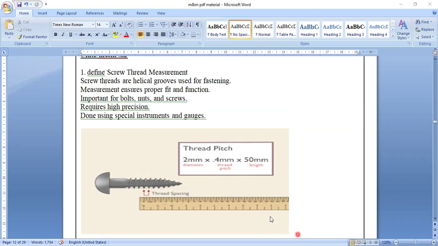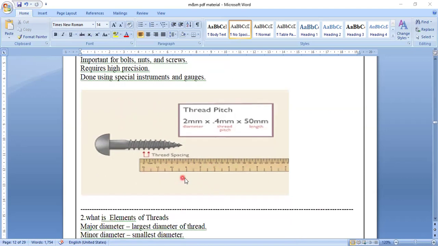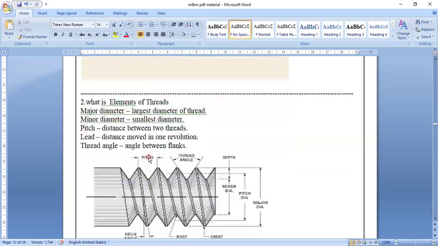So you can see this picture showing the screw threading. This picture also shows the 50 mm length of the thread and the diameter. So this makes it clear how a thread is measured in the first question. So let me take the second question.